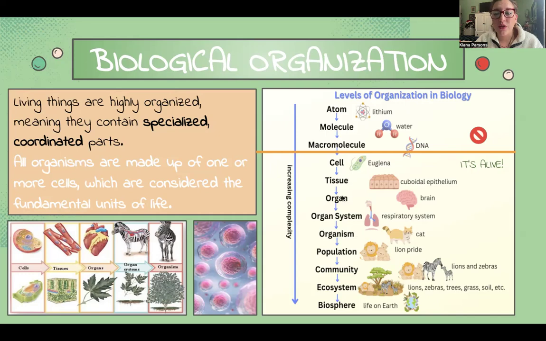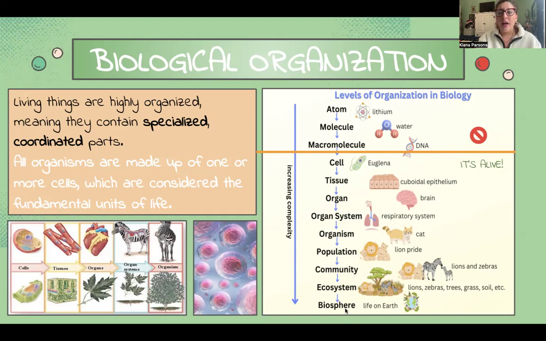Tissues are a collection of cells, and organs are a collection of tissues that carry out a specific function for the organism. An organ system, like your respiratory system, consists of organs like your lungs that carry out a specific function for the whole organism, like you or your cat. And then we can go even higher. A group of organisms of the same species is a population. A group of multiple different species living in one area is a community. The interaction between those different species and their non living environment is an ecosystem. And then all of the life on Earth is the biosphere.